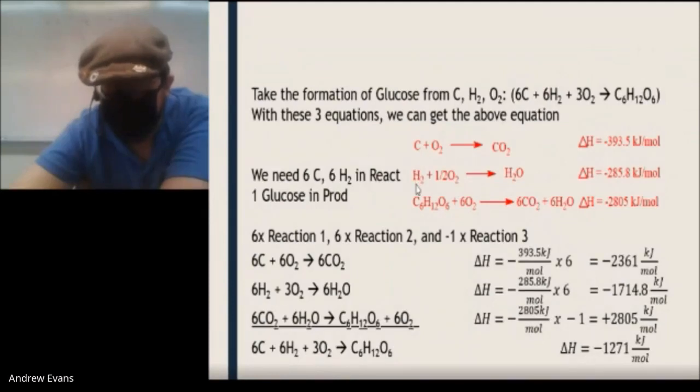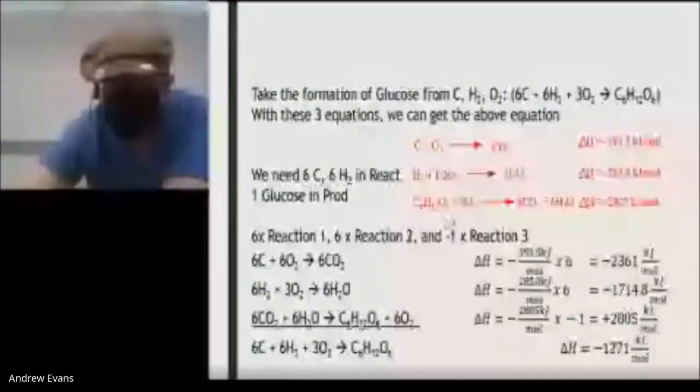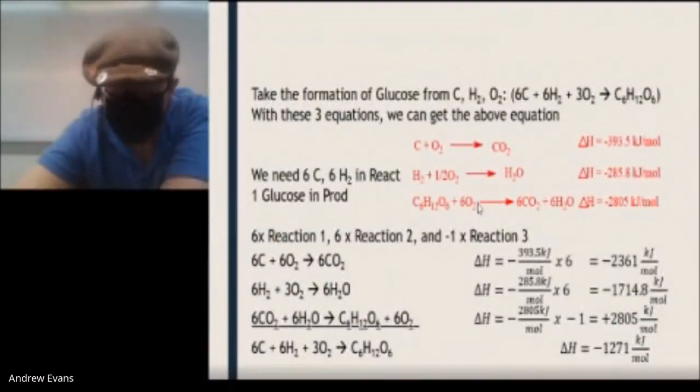The same thing holds true. Reaction 2 is the only source of hydrogen. And because of that, I need to use this reaction 6 times. Now, reaction 1, reaction 2, and reaction 3 are all sources of oxygen. So we can't really use those as our source of oxygen. We'll worry about the oxygen later.